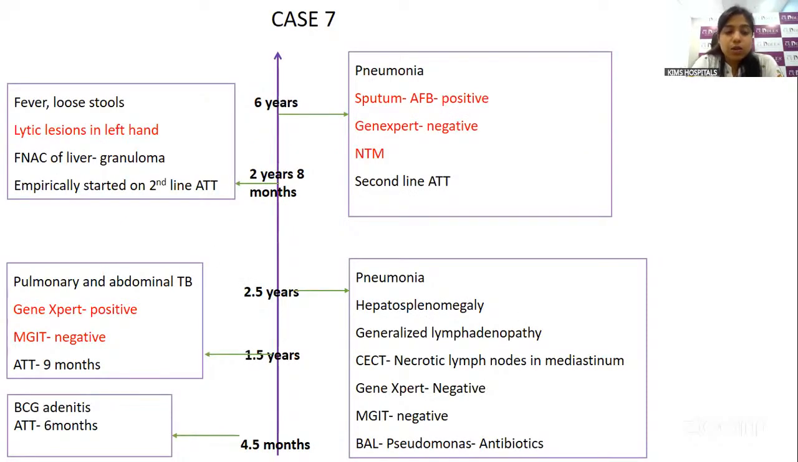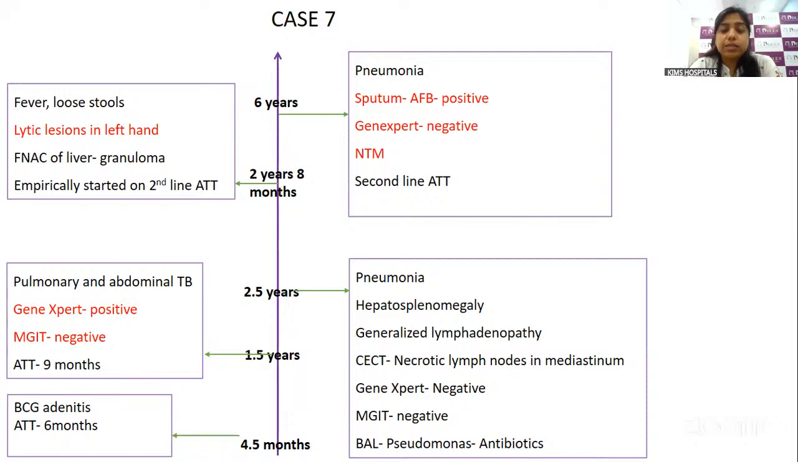So this is a case who had a BCG adenitis at 4.5 months of age. Then again at 1.5 years, the child had a pulmonary and abdominal TB with a GeneXpert positive. At 2.5 years of age, the child had a pneumonia, hepatosplenomegaly. However, they were not able to isolate any mycobacterium, GeneXpert or MGIT was negative. In BAL, they had Pseudomonas for this child. At 2 years, 8 months, the child had bone TB with lytic lesions in the hand, and FNAC of the liver also showed granulomas. The child again received ATT during this time.